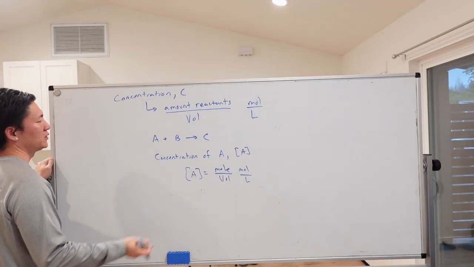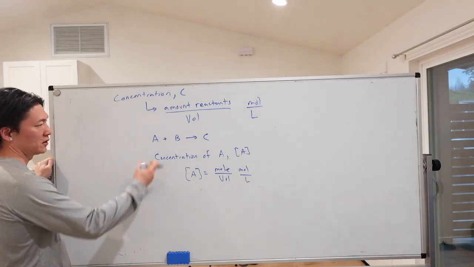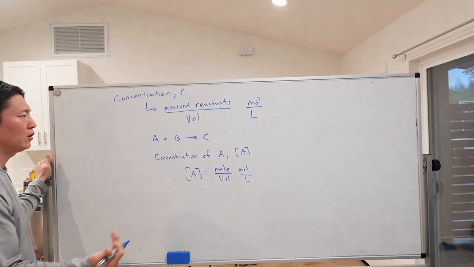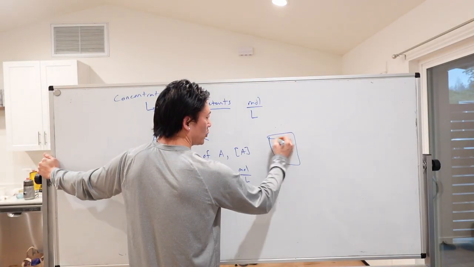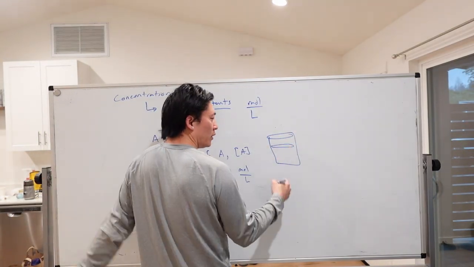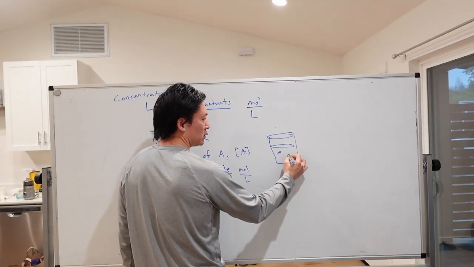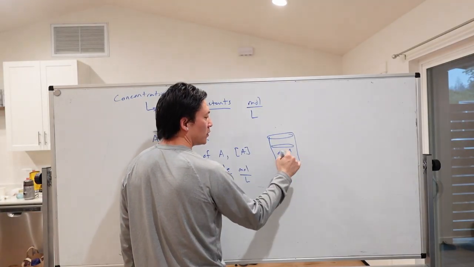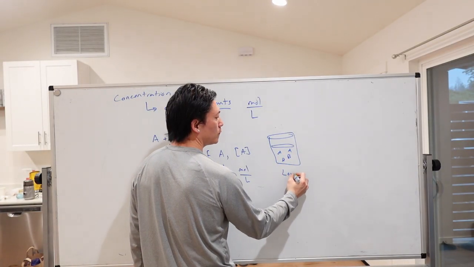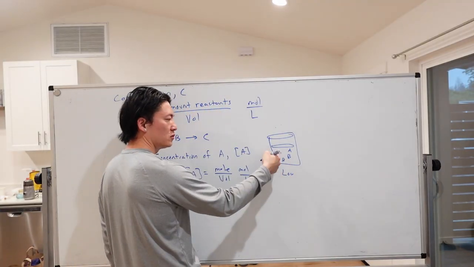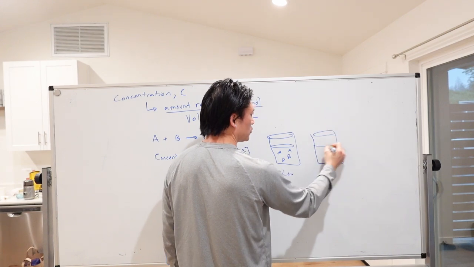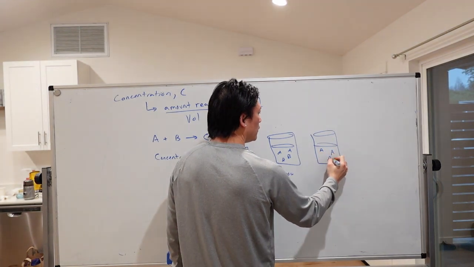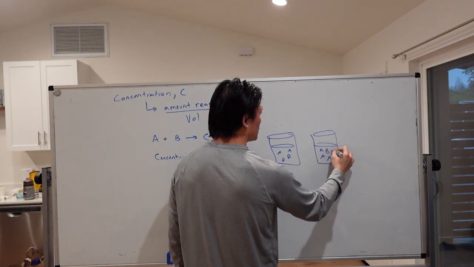Now, when we increase the reactant concentration, in this case A and B, the rate also increases. Okay, so think about this. Let's just say you have an aqueous solution of A's and B's. This is a low concentration. Obviously, there's not that many A's and B's relative to this situation, where there's a bunch of A's and B's.